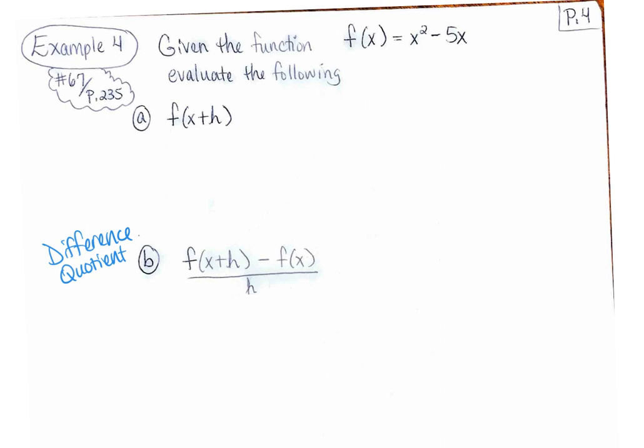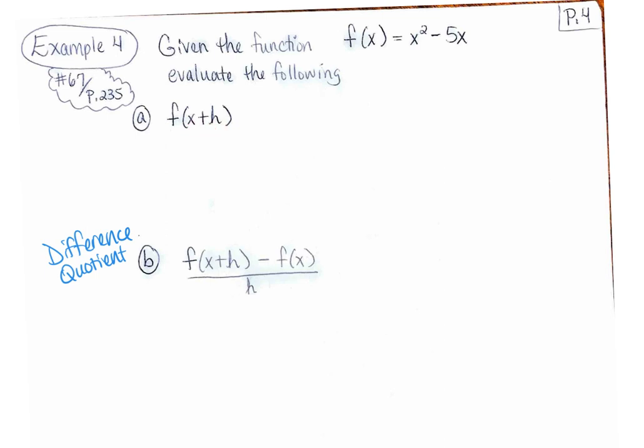Okay? All right. So given the function f of x equals x squared minus 5x, we want to evaluate the following. Okay? We want to find f of x plus h. Now, does this look confusing? Yes. Why? Because you have an h. You have a whole other variable. We have x plus h. Try not to let that confuse you.